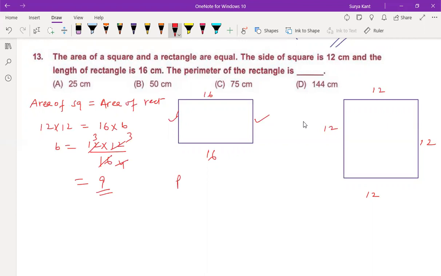So perimeter is equal to 2 into (L plus B). So the answer is 2 into (L plus B), L is 16 and breadth is 9. So 2 into 25, the answer is 50. So everyone got the answer? Yes, sir. All right.